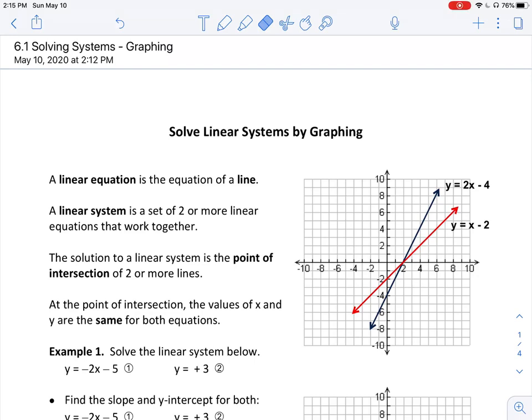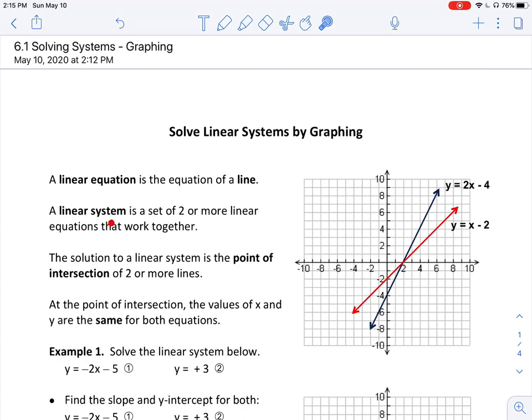So we're starting a new unit. We're talking about linear systems, and today we're going to be talking about how to solve these linear systems using a graph, or by graphing. So we know that a linear equation is the equation of a line. We talked about that last unit. This line is represented by the equation y equals mx plus b.